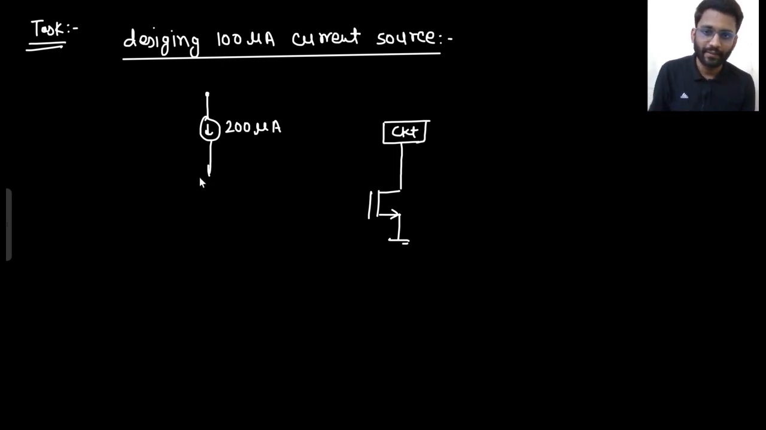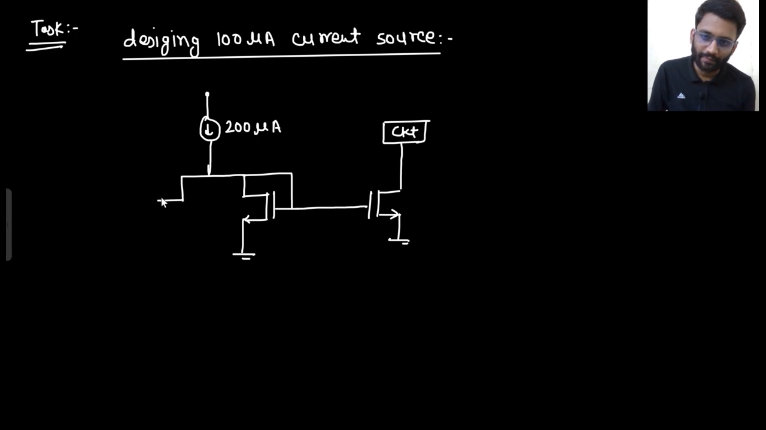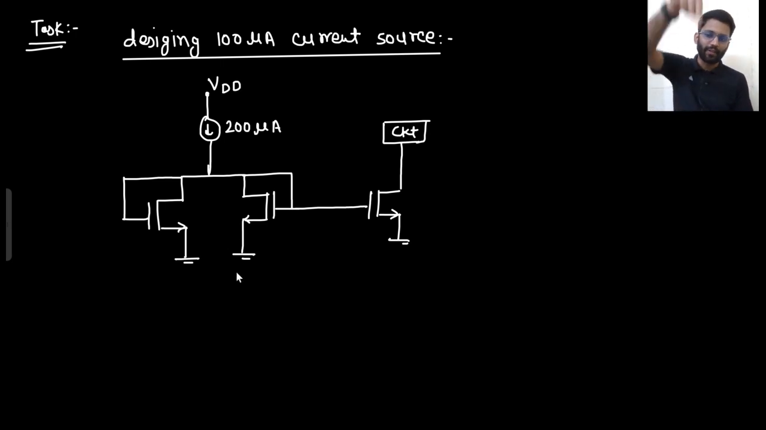You have to divide the current. How will you divide the current? This should be looking here like this. This should be diode connected as well. Say diode connected, and the same kind of transistor I can add here. That's it. This is your VDD. VDD, 200 microampere current is coming.